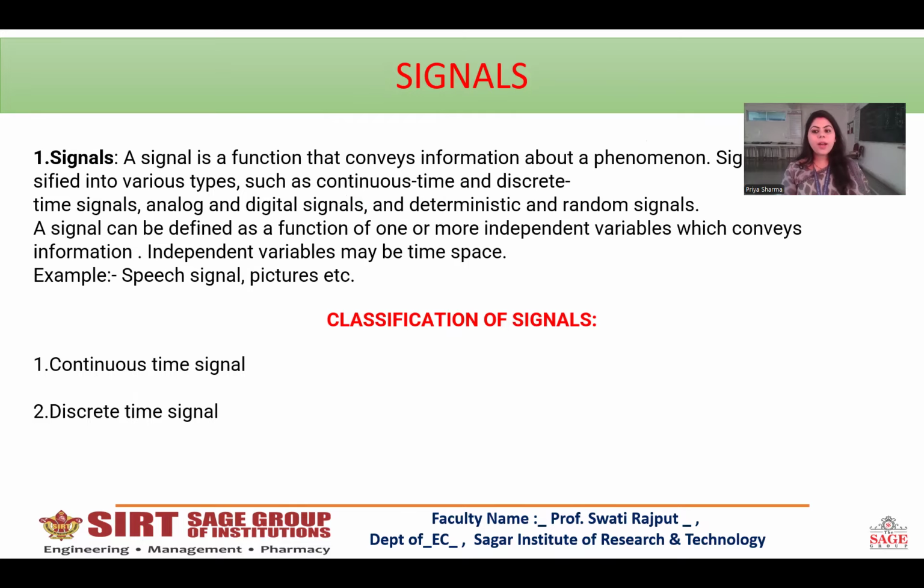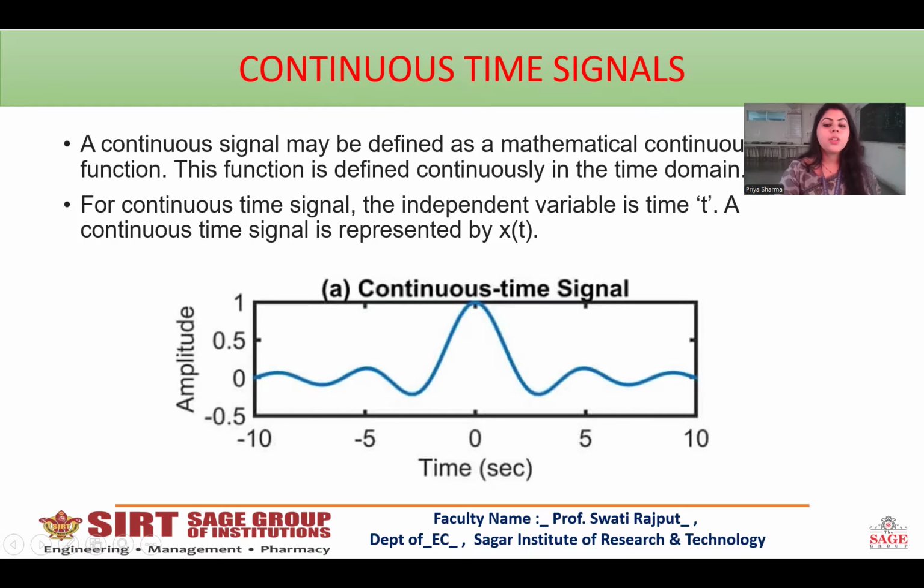Signals can be classified mainly as CT and DT. Here it is mentioned as continuous time signal and discrete time signal. A continuous time signal is also called a CT signal and a discrete time signal is also called a DT signal. So let us see first what is a continuous time signal.